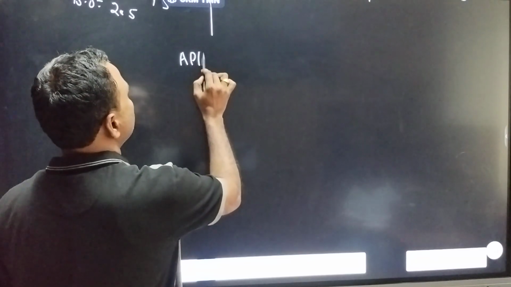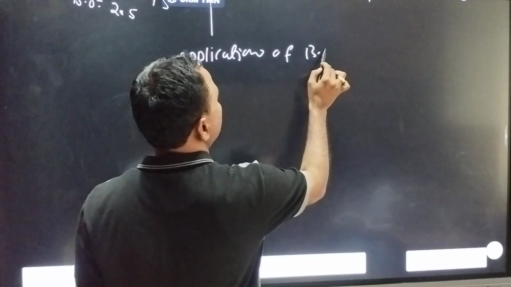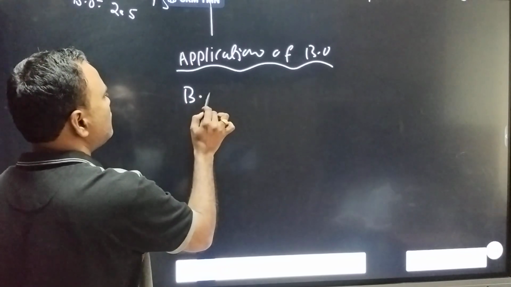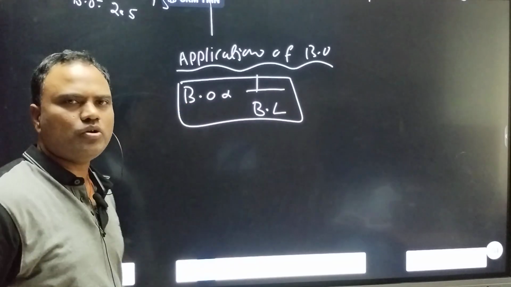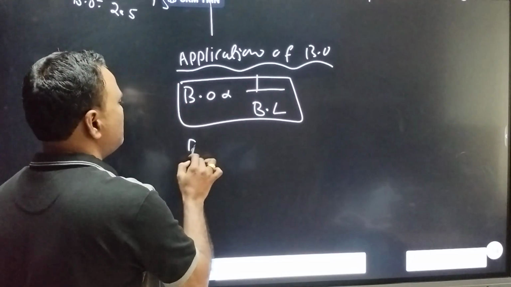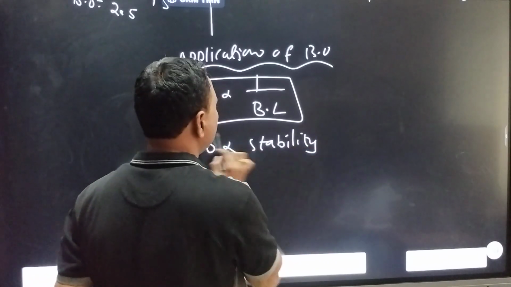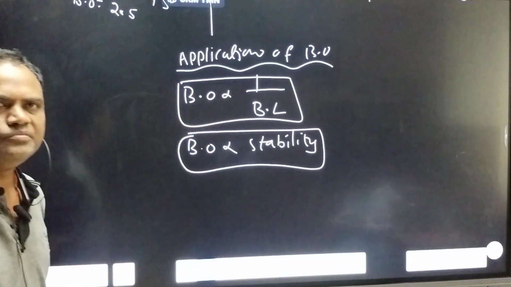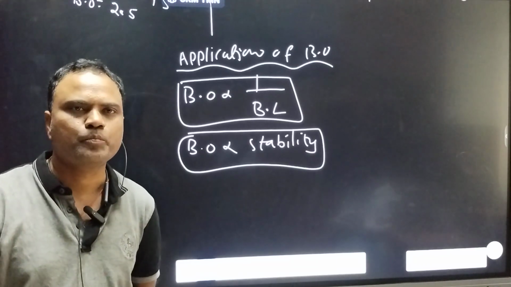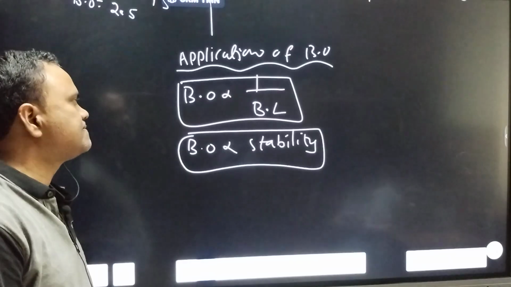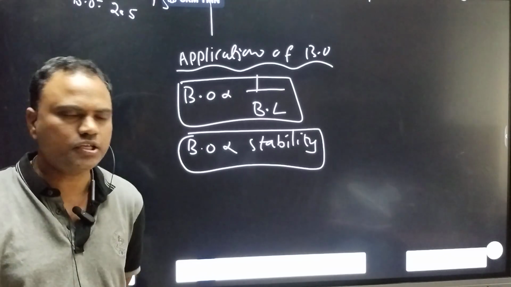Applications of bond order means if you know bond order, what parameters you can compare? Bond order is inversely proportional to bond length. If bond order is more, bond length is lesser. Bond order is directly proportional to stability. Both are inversely related.